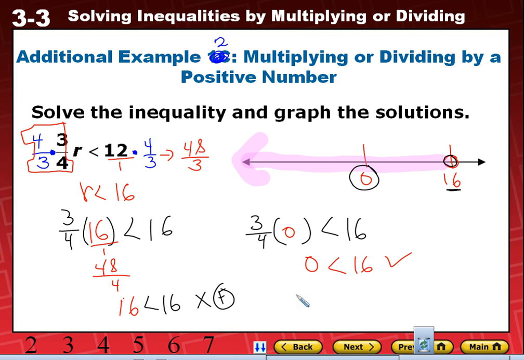I'm going to write it with blue. The set of all x such that, and what was our solution? Here's our inequality, such that r, oh, it's r. The set of all r's such that r is less than 16. Okay? And we're done. So now, multiplication and division, same process as equations. We just need to indicate our solution set with our graph.